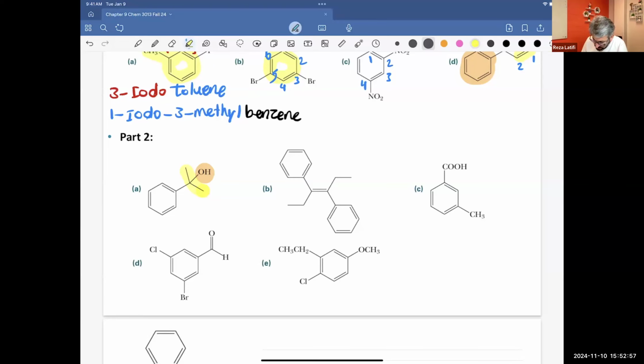And how about the next one? Next one, we have a double bond. This is going to be the main chain. And so it will be 1, 2, 3, 4, 5. This is the pentene. Okay, pentene with 2 substituents, and both of them are phenyl.